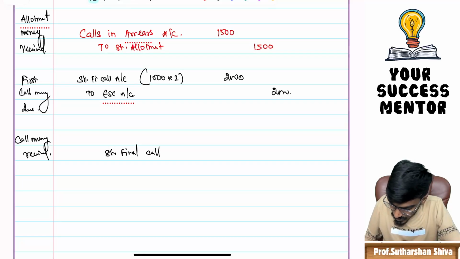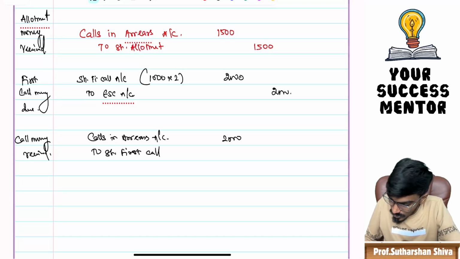What is the call money received? Calls in arrears account debit to Calls in arrears to share first call account 2000, 2000.